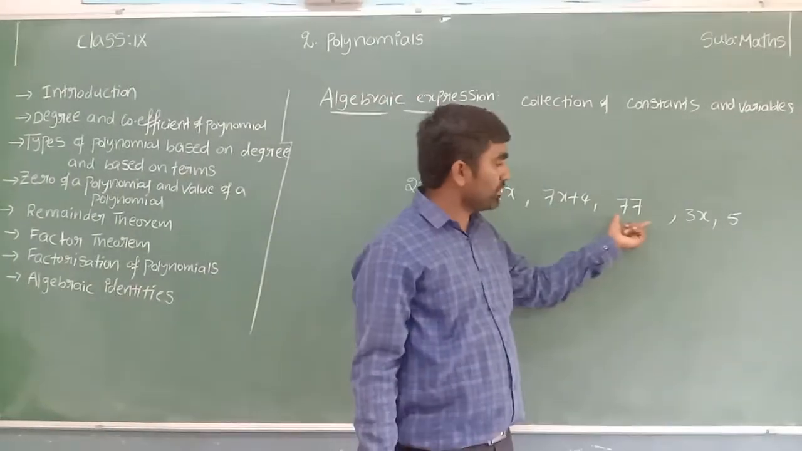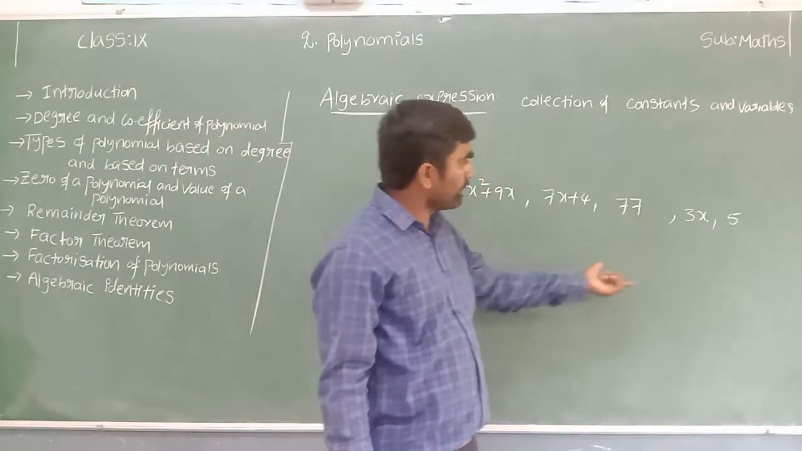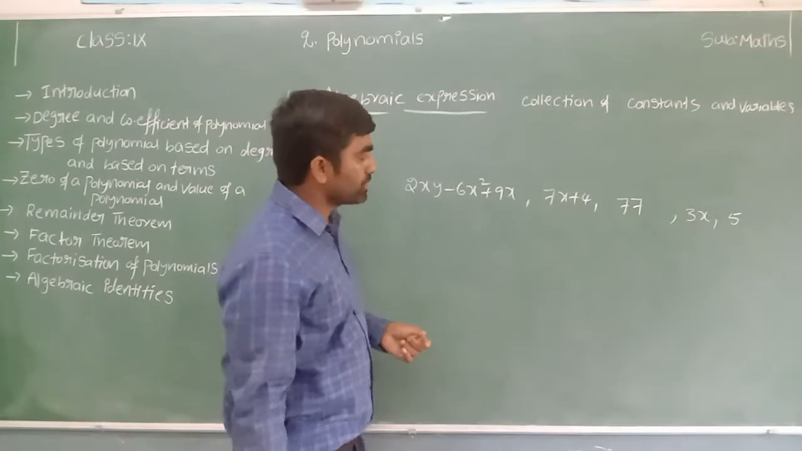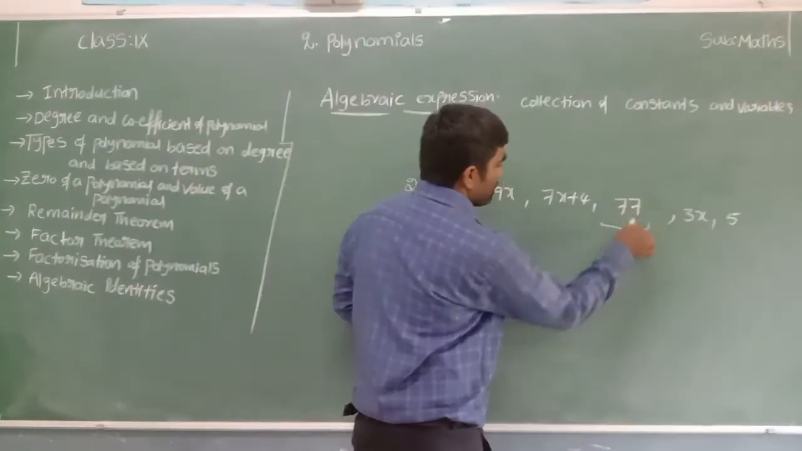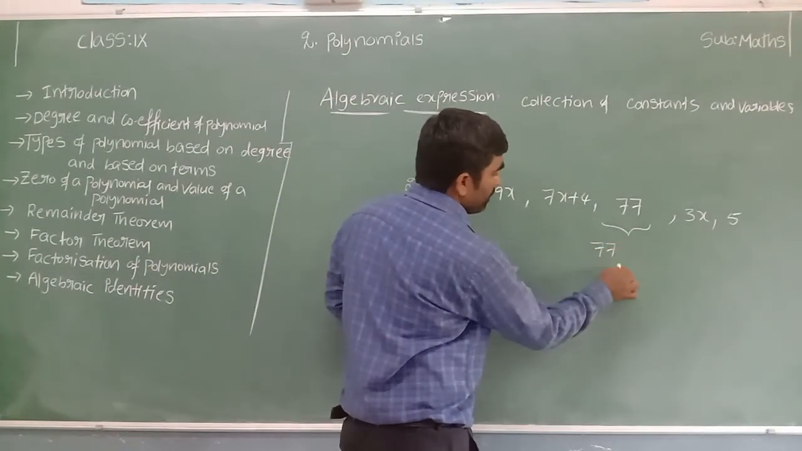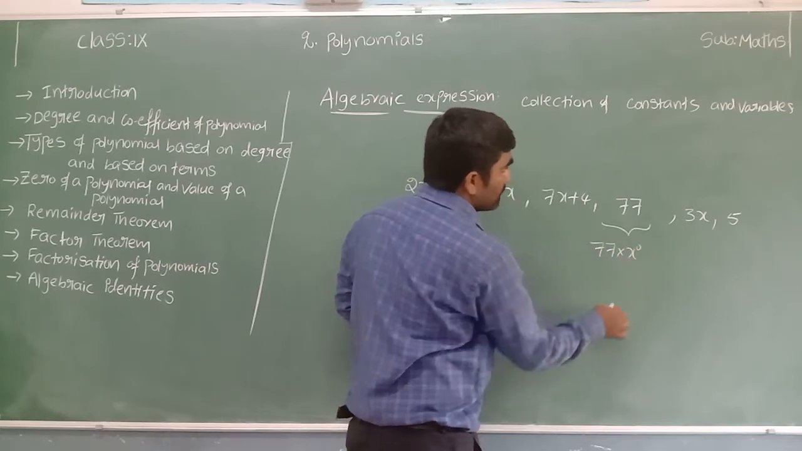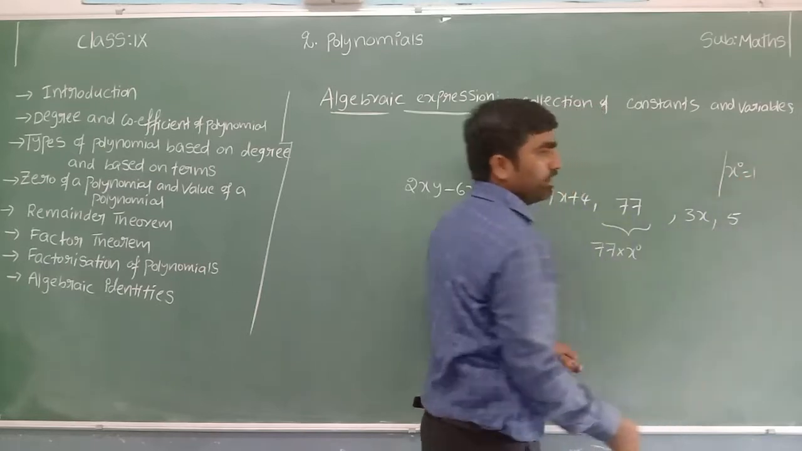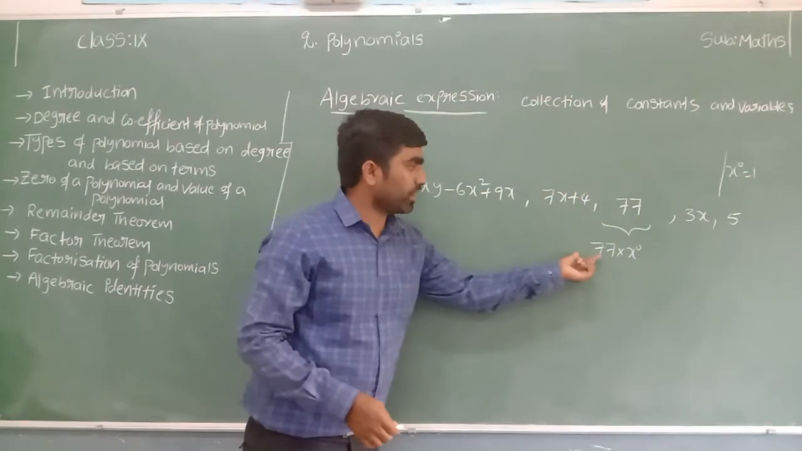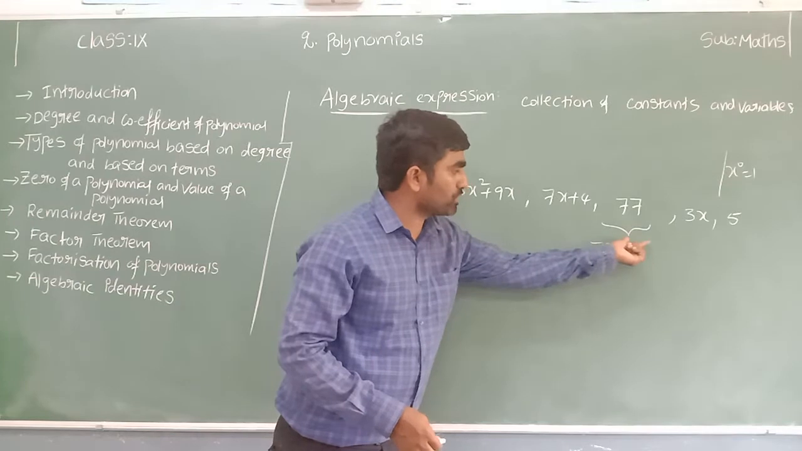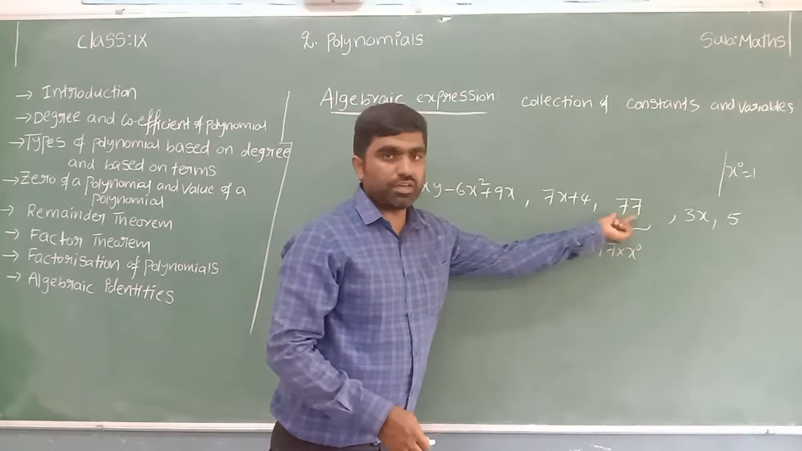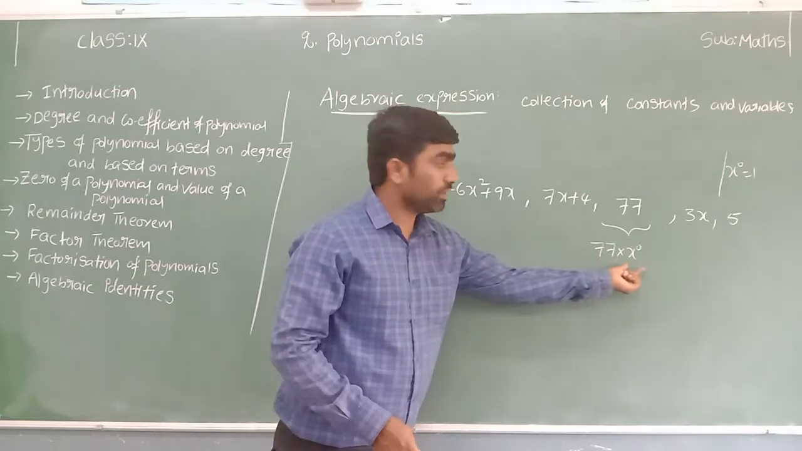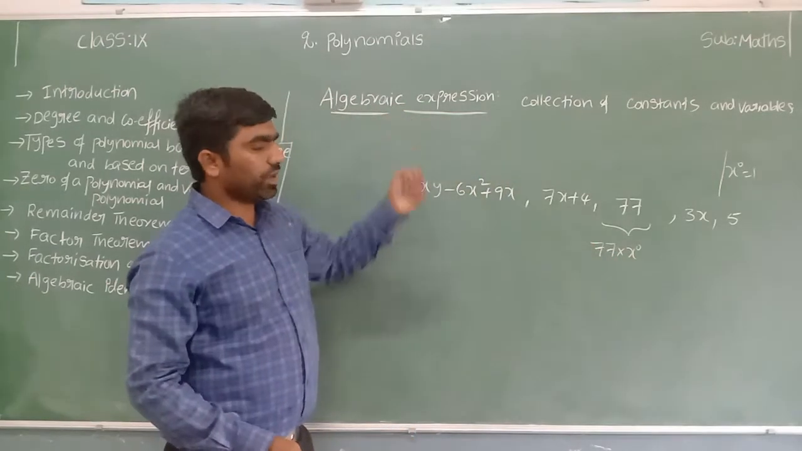Now what can you say about this 77? Is it an algebraic expression? Yes, even 77 is also called an algebraic expression, because even 77 we can express with the help of a variable: 77 into x to the power of 0. As we all know, x to the power of 0 is equal to 1, and 77 ones are again 77. Yes, here I can see both constants and variables. It is also called an algebraic expression.